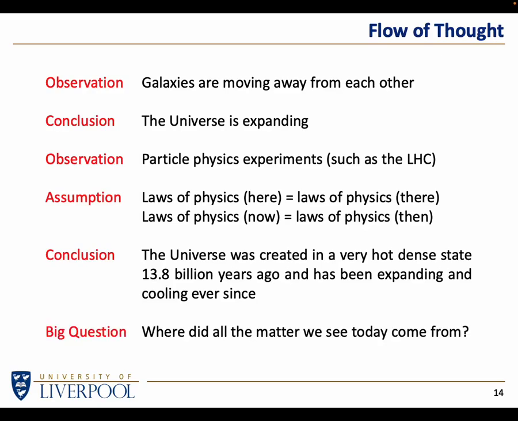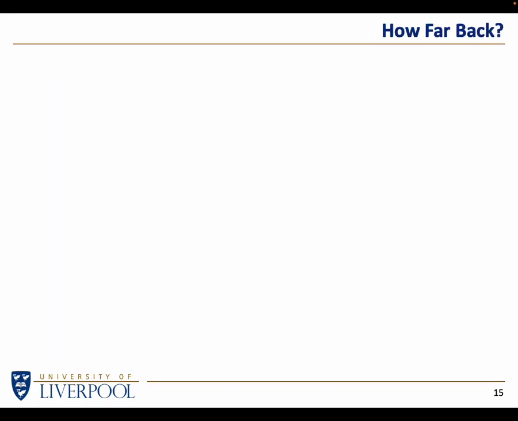And the question we're addressing is, okay, we see a lot of matter out there. We see a lot of gas and dust and stars and galaxies. Where did all that stuff come from? Can we work out the rules of the game and figure out the answer?